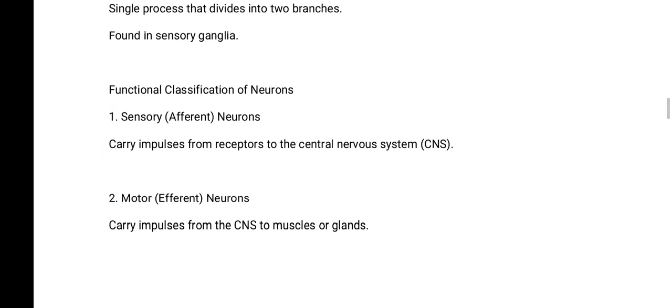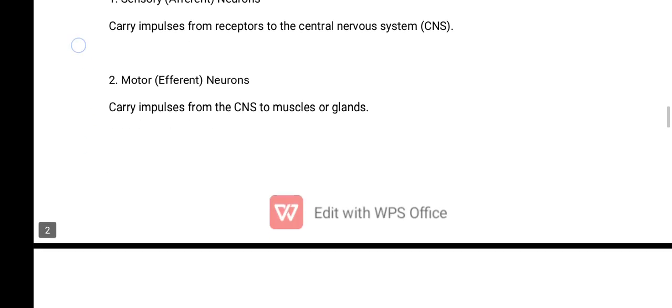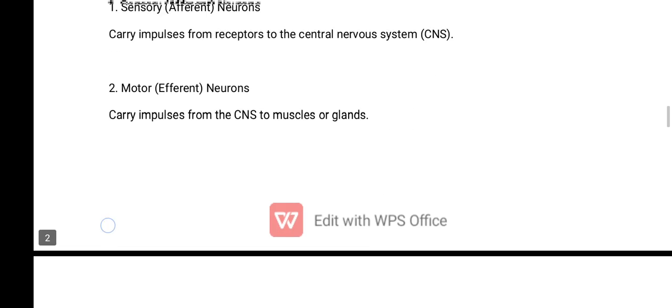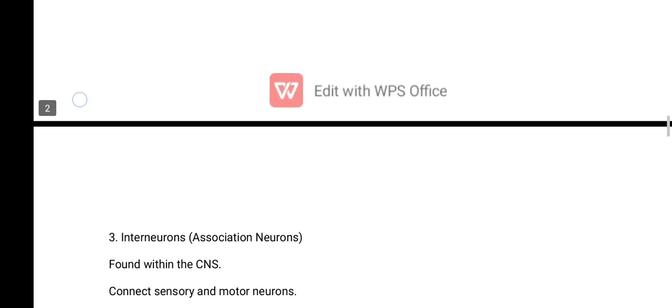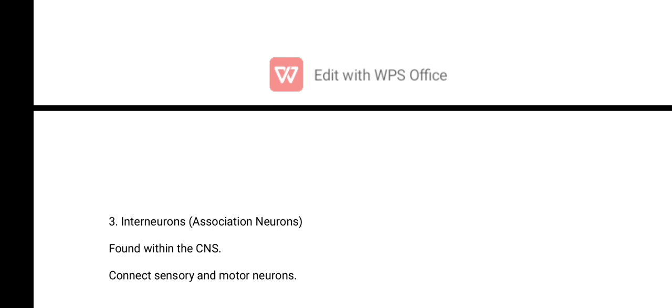Now, functional classification. You can also classify neurons based on their function. I already mentioned this before. Based on their function, they are majorly the sensory neurons, the motor neurons, and the interneurons. The sensory neurons are also called afferents. If you remember, I said it: afferent, sensory. Motor neurons are efferent neurons, and the interneurons are also called intermediate neurons or association neurons. Now let's look at each of them.